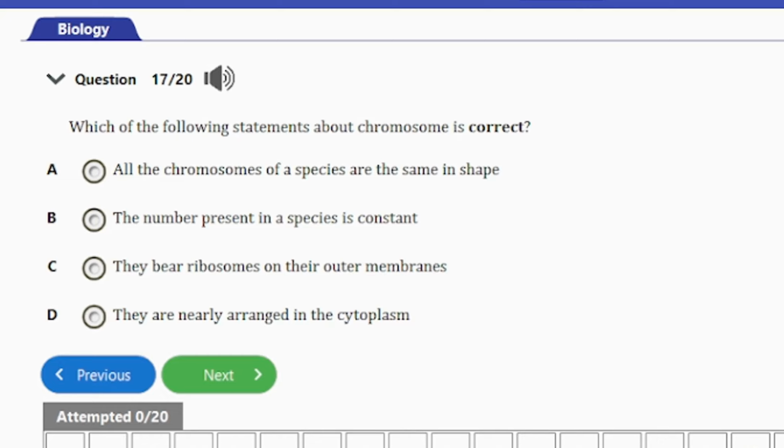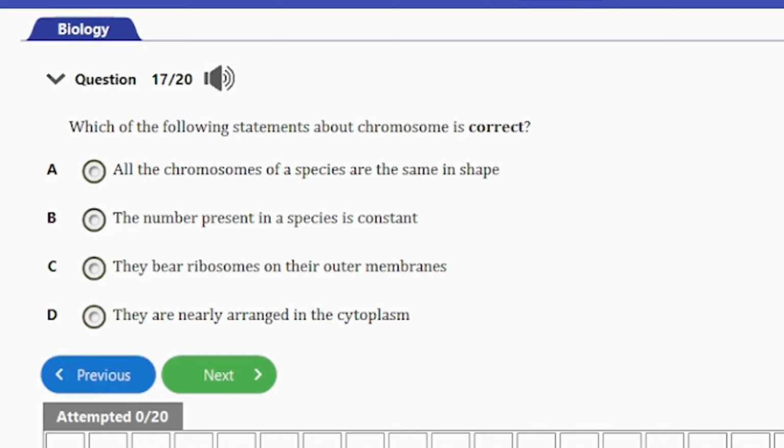Question number 17 here says, which of the following statements about chromosome is correct? A, all the chromosomes of a species are the same in shape. B, the number present in a species is constant. C, they bear ribosomes on their outer membrane. And D, they are nearly arranged in the cytoplasm.